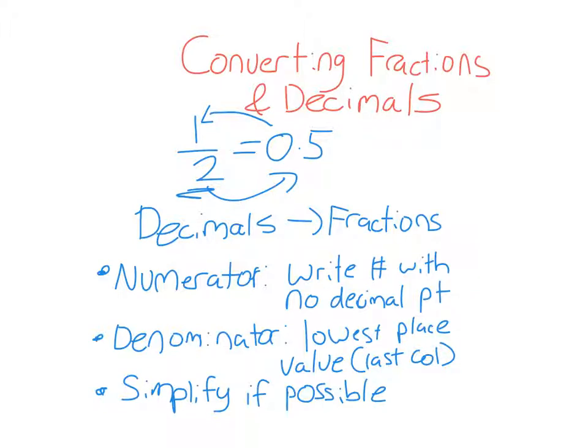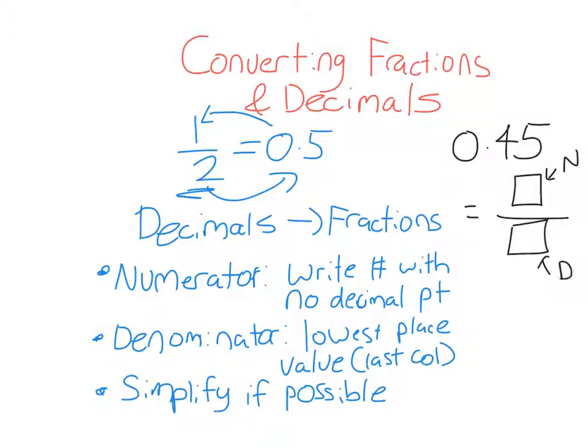So let's say, for example, I have the decimal 0.45. I want to change it to a fraction. Remember, a fraction has a numerator, N, which goes on top, and a denominator, D, which goes on the bottom. These 2 steps are telling you how to find what the numerator will be and how to find what the denominator will be. So step 1, numerator.